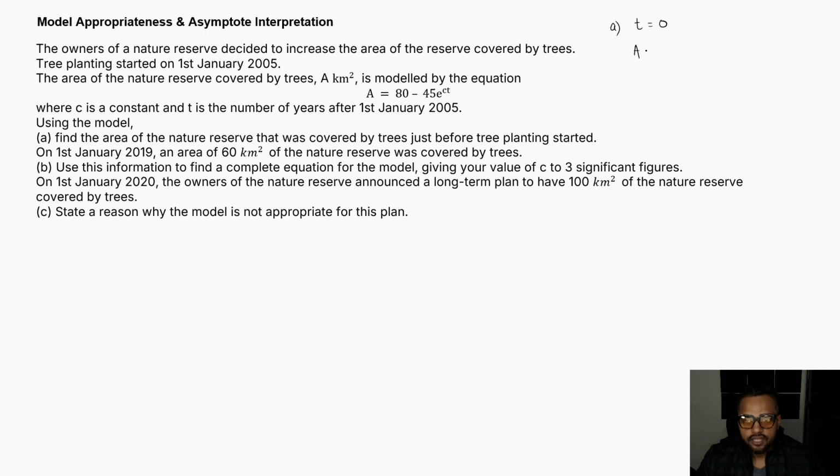So we can say that A equals 80 minus 45 e raised to the power c times 0, that will be equal to 1. From here we can say that the value of A equals 35.